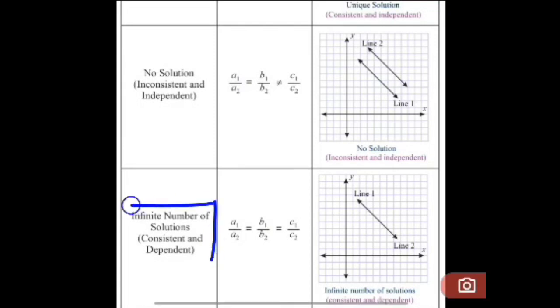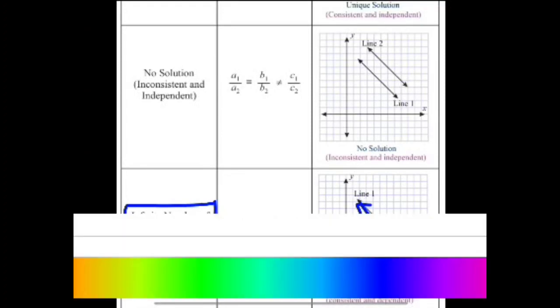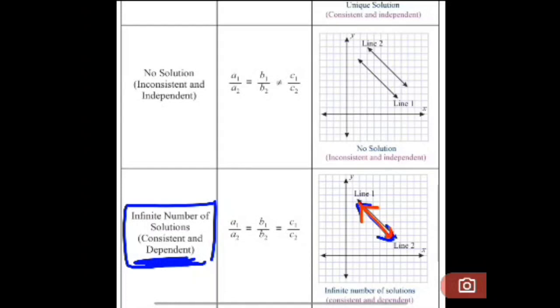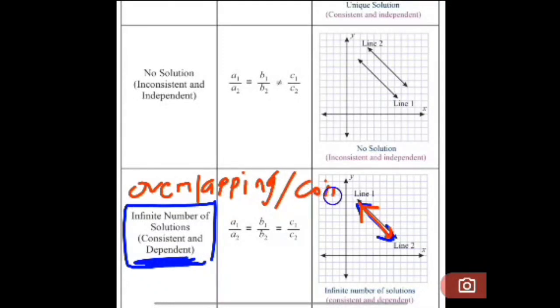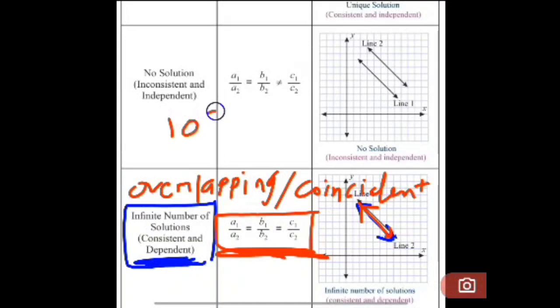Now third one is infinite number of solutions. It is called consistent and dependent. Okay, consistent and dependent. So here both the lines will overlap each other, like this. So they are called overlapping, or you can say coincident lines. Okay, and here all these three ratios will be equal. So it is having infinite solutions. Okay, so this is also an important part of the formula that you should learn. Okay, 100% objectives you will get from this part.